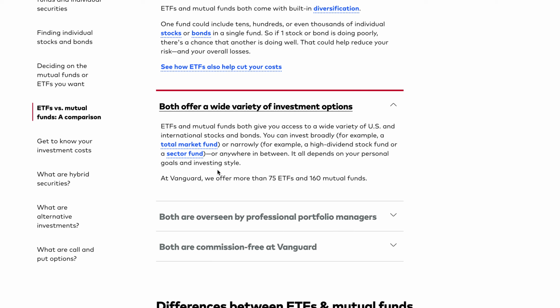Everybody has a different investing style or different goals or different investing needs. So it always depends on your personal goals and investing style. And that is the best way to pick an ETF or a mutual fund that is right for you.